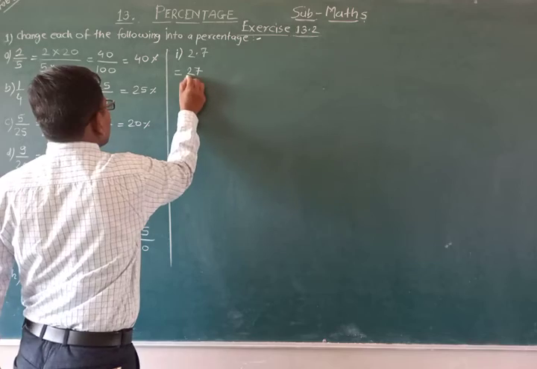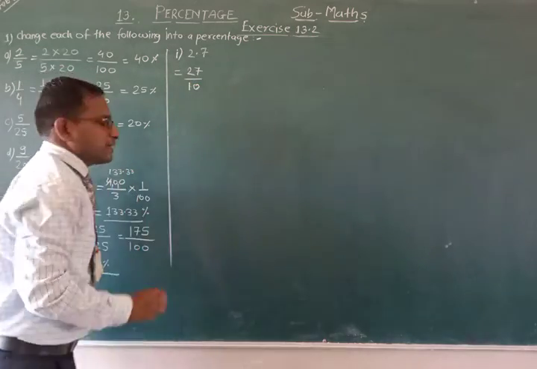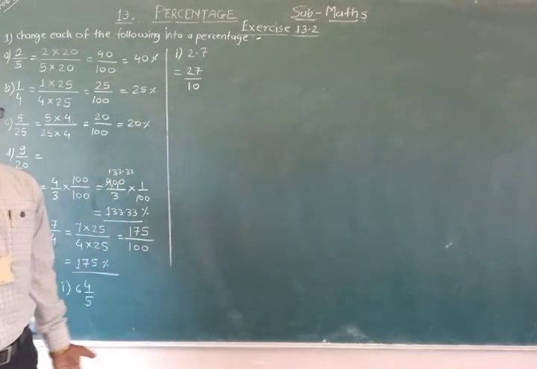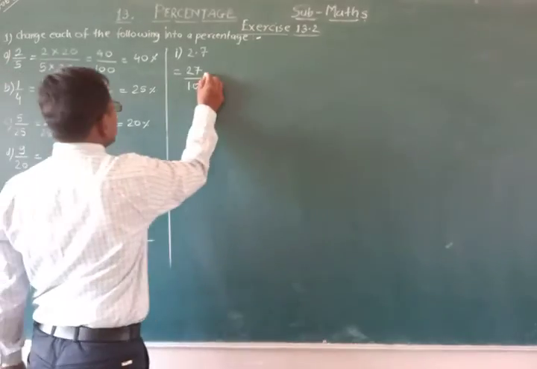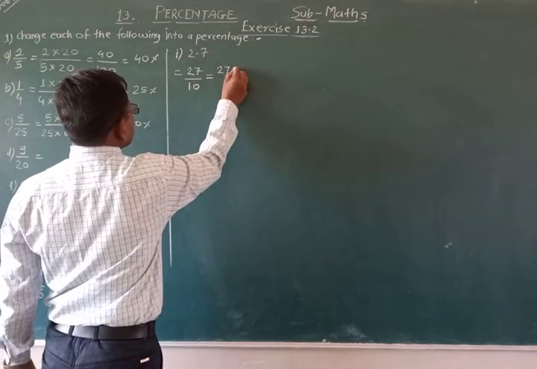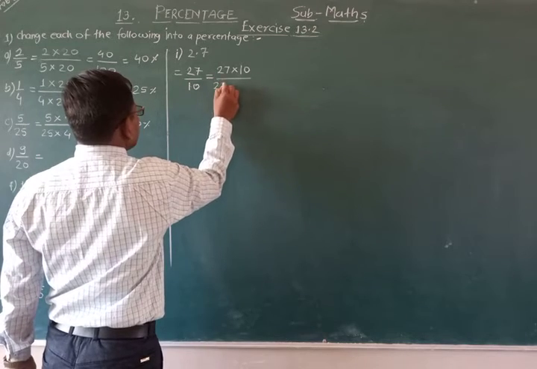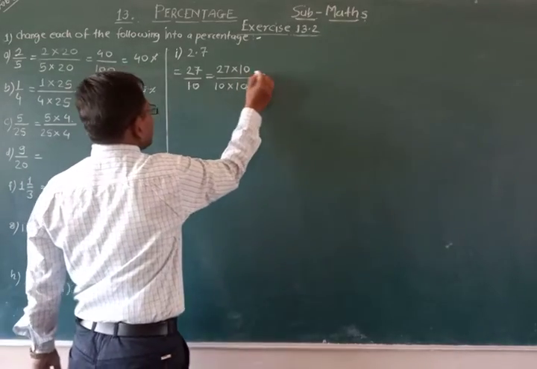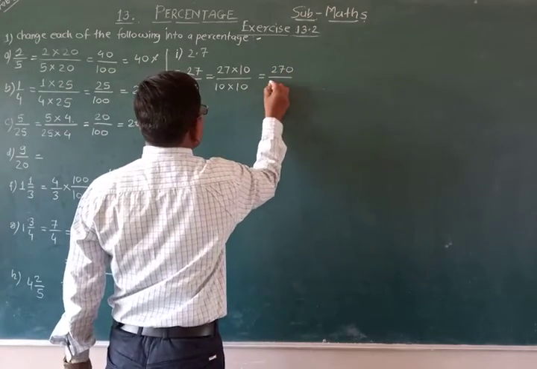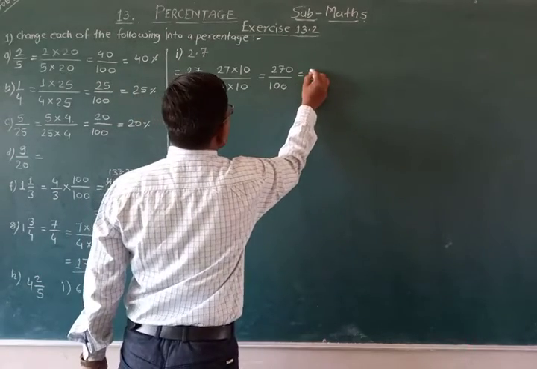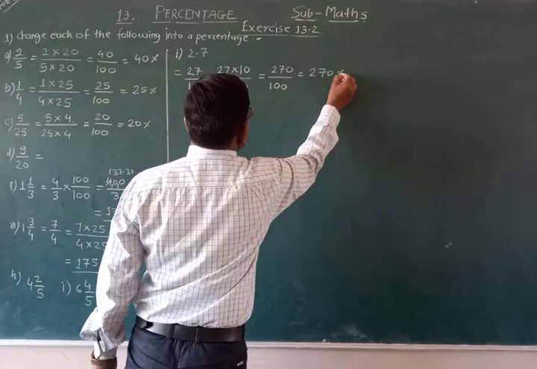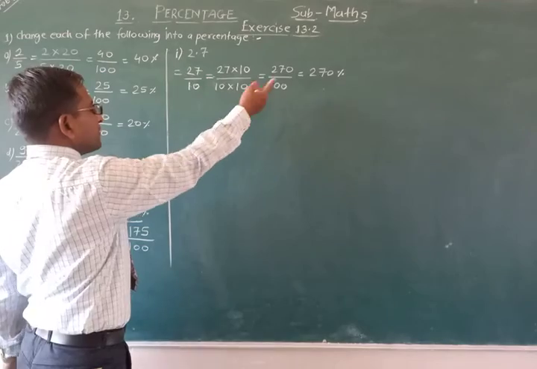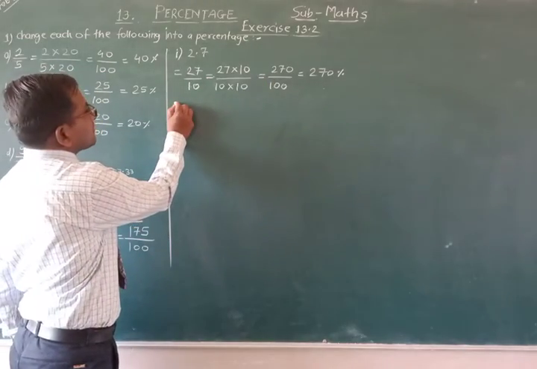So here, decimal point after 1 digit, so write 27 upon 10. Then which number multiplied by 10 gives 100? 10 tens are 100. So in the numerator and denominator multiply by 10. Then 27 tens are 270 upon 100, which is equal to 270 percentage. The meaning of 1 upon 100 is percentage, you know.